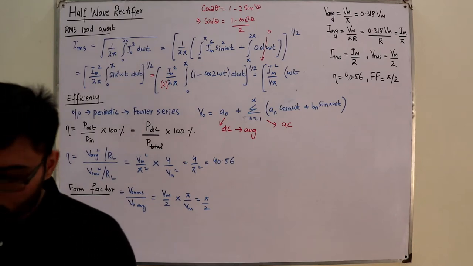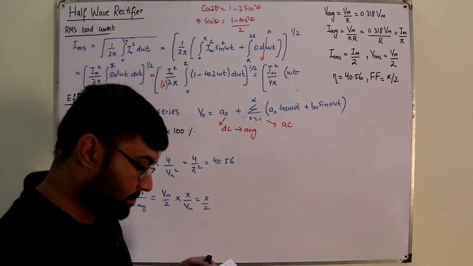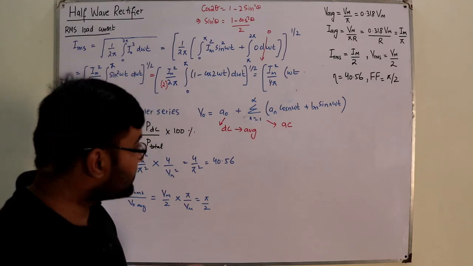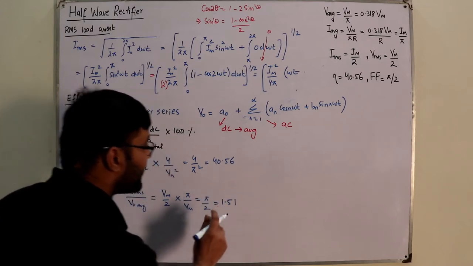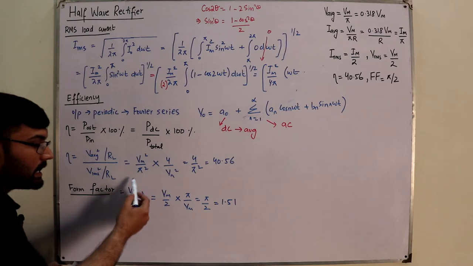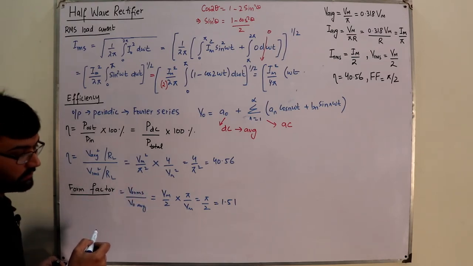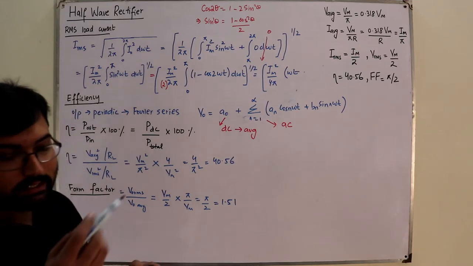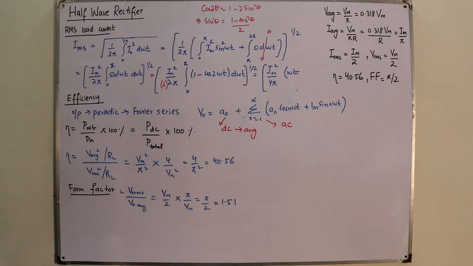It gives you information about the waveform. Pi by 2 is 1.57. As this is greater than 1, it suggests that the RMS term is greater than the average term, meaning there is an AC term. This is about the form factor.